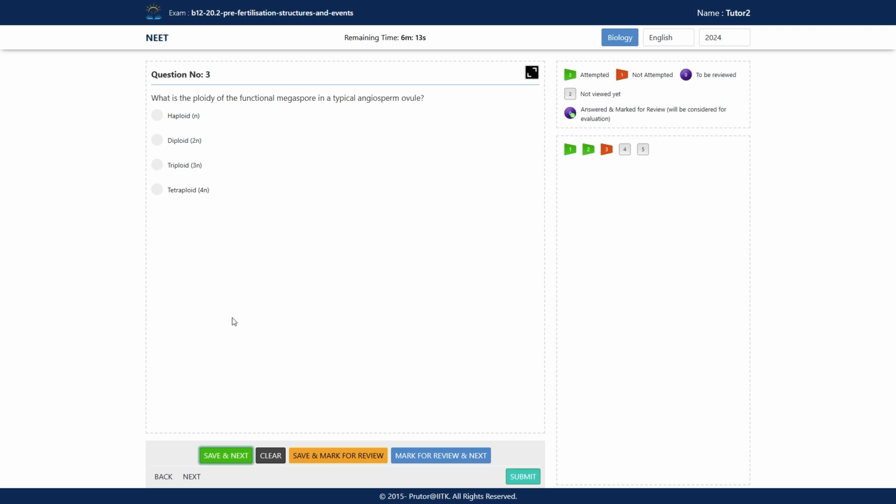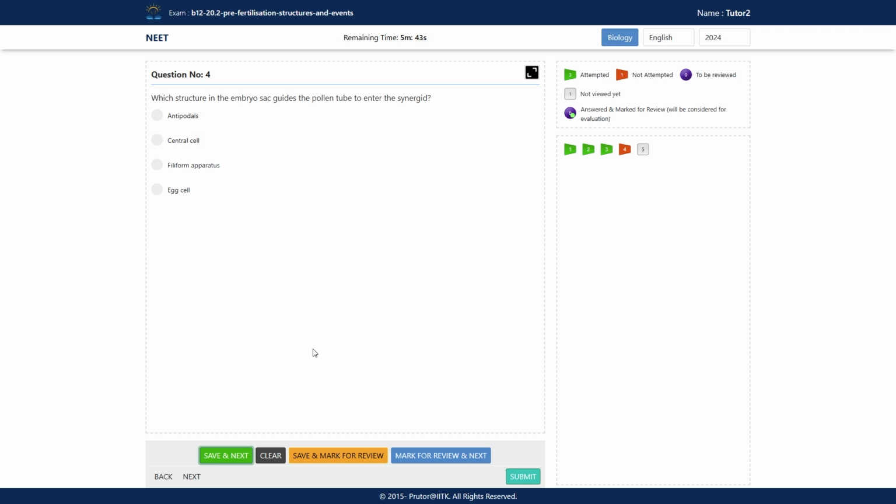So what is the ploidy of the cells that undergo meiosis? Haploid cells are formed. So here also the functional megaspore is formed through the meiosis division, reduction division. So it will form the haploid cells. So we'll save and move to the next question.